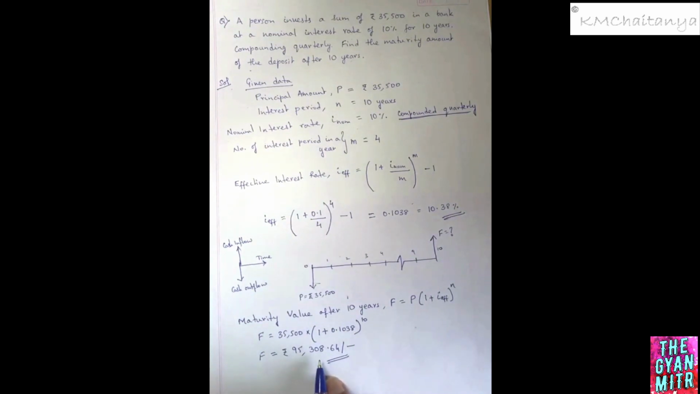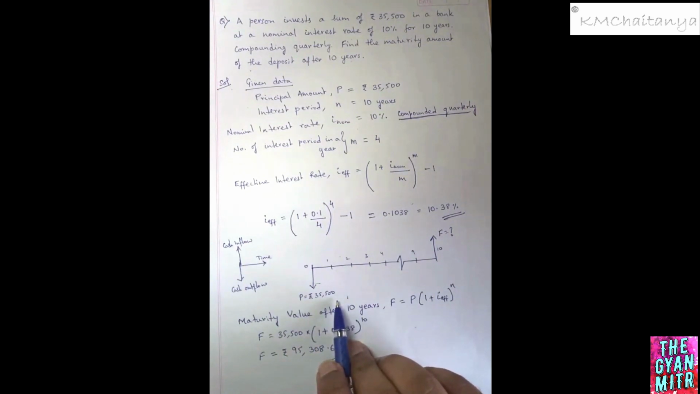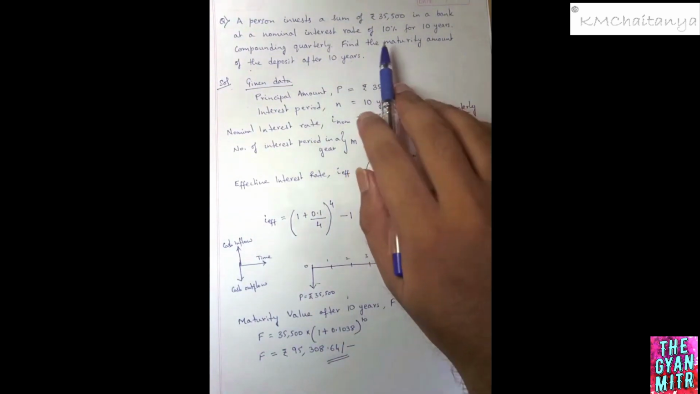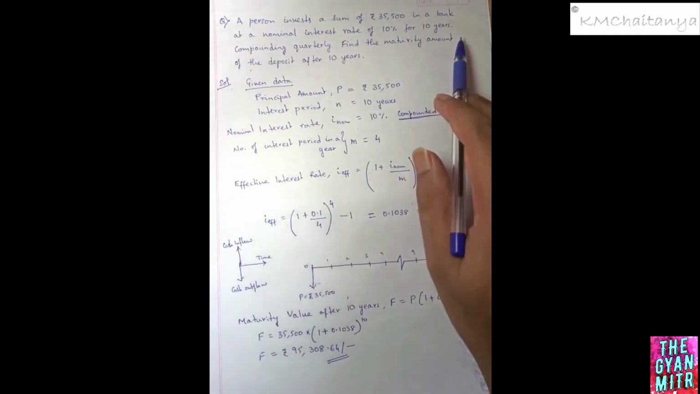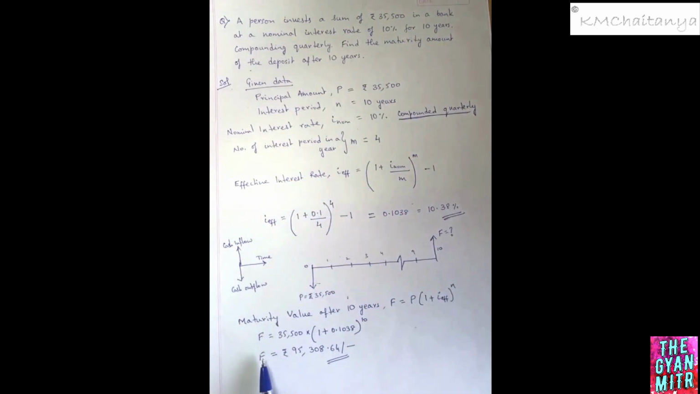So this is the solution. If a person invests a sum of 35,500 in a bank which is giving him a nominal interest rate of 10%, compounded quarterly for 10 years, then the sum the man is going to get after 10 years will be rupees 95,308.64.